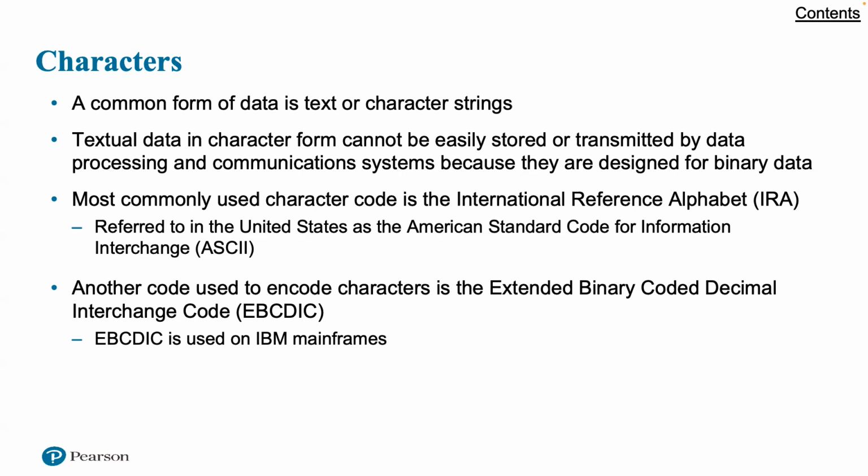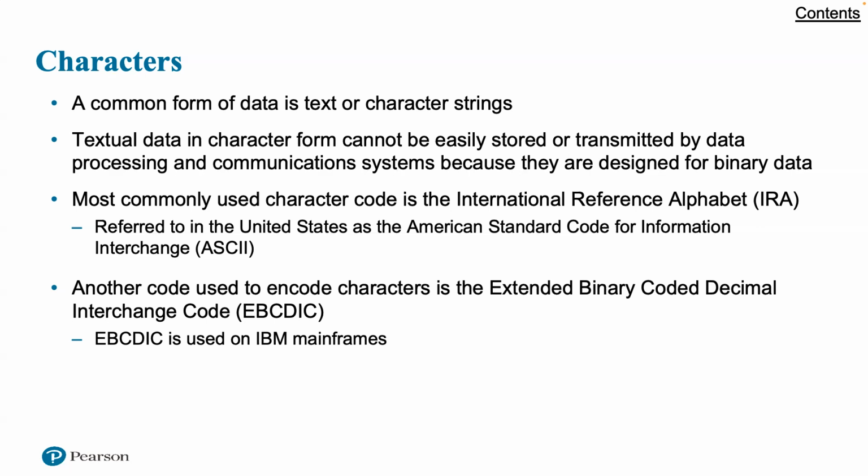IRA or ASCII encoded characters are almost always stored and transmitted using 8 bits per character. The 8th bit may be set to 0 or used as a parity bit for error detection. In this latter case, the bit is set such that the total number of binary ones in each octet is always odd, so that would be an odd parity, or always even, an even parity.